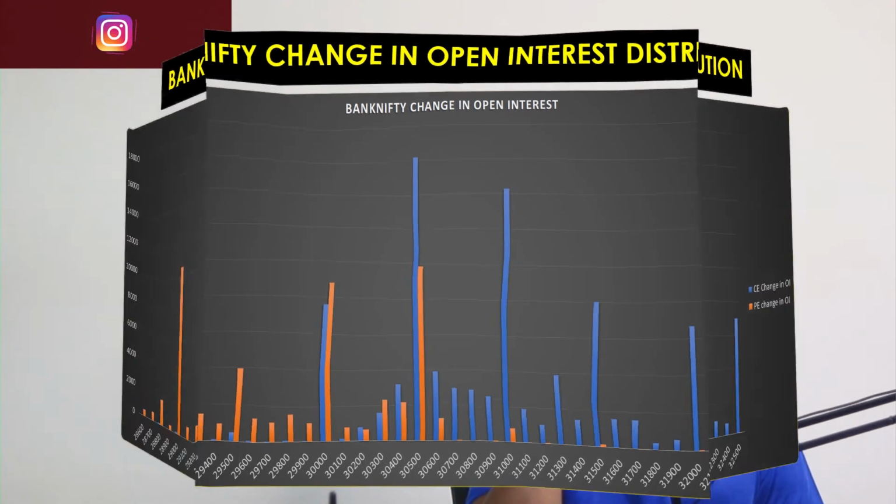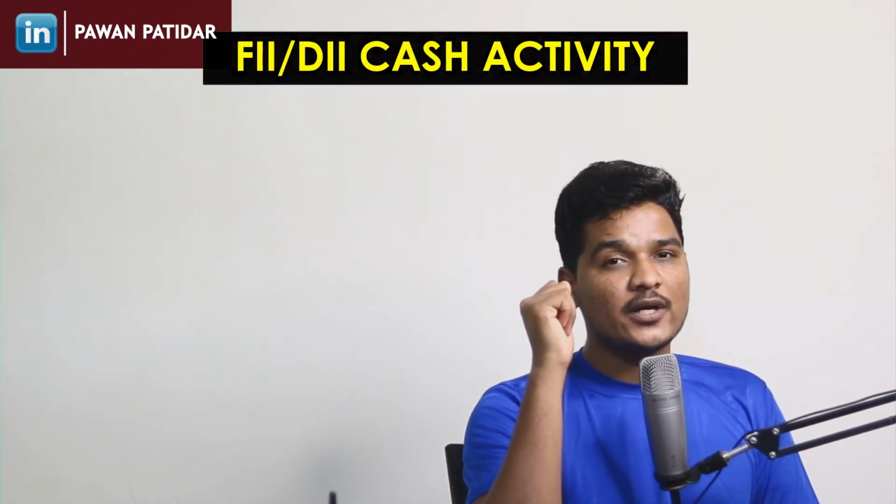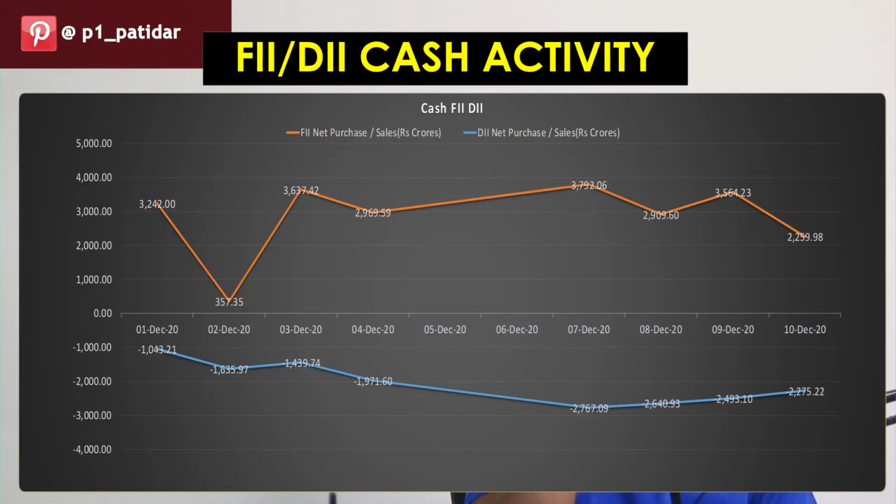Now let's go to the next, FIIs and DIIs cash activity, and analyze their equity trade. If you see here, today DIIs continued to sell and FIIs continued to buy. If you see the cumulative effect, DIIs sold more than what FIIs bought today. That's why the market has gone down.